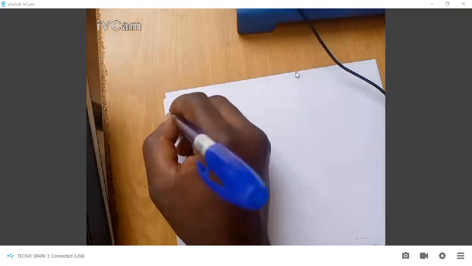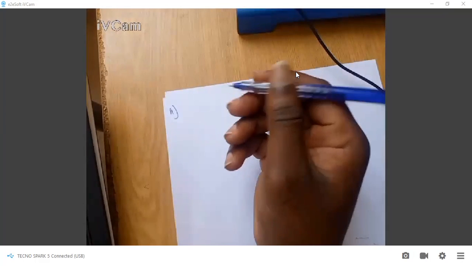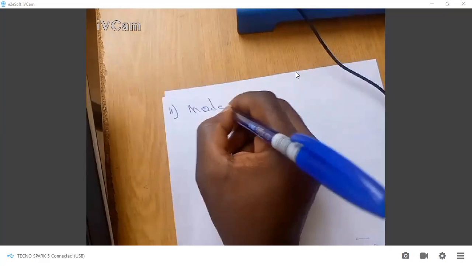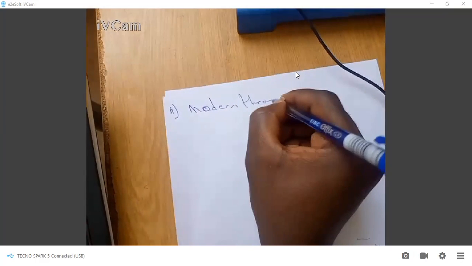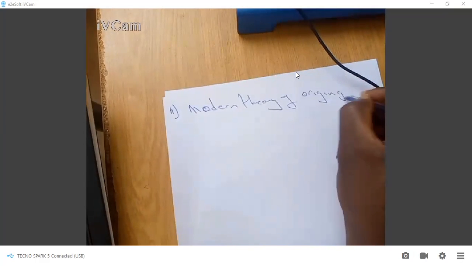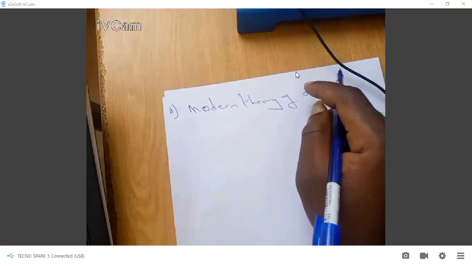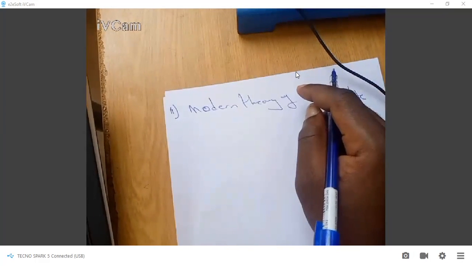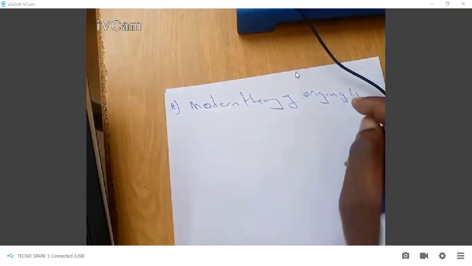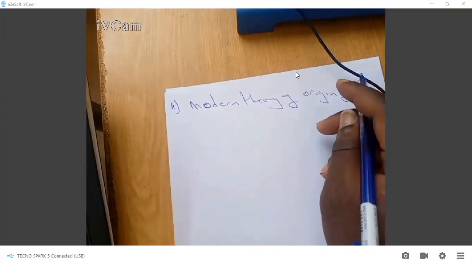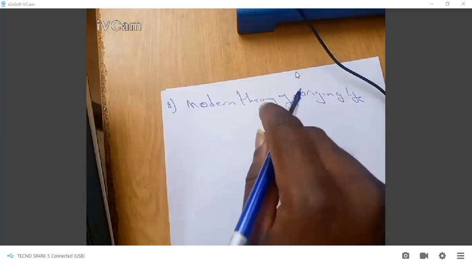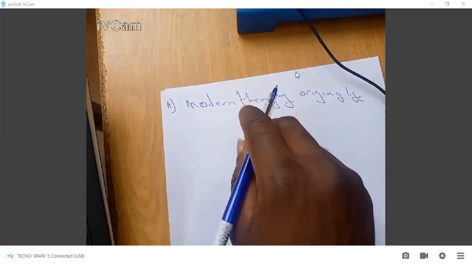Now, remember we said the second category of theories of origin is the modern theory of origin of life. We are going to look at this theory, the modern theory of origin of life. Now, this was stated by a German scientist called Stanley. The modern theory of origin of life.